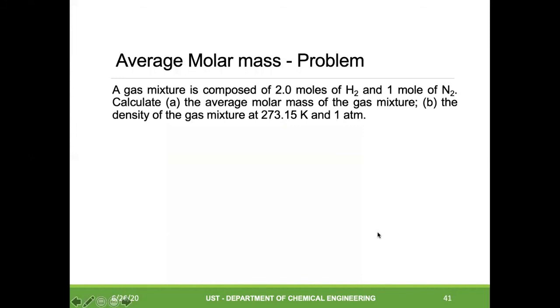Now, another is the average molar mass problem. A gas mixture is composed of 2 moles of H2 and 1 mole of N2, or nitrogen. Calculate the average molar mass of the gas and the density of the gas mixture at 273 Kelvin and 1 atmosphere.